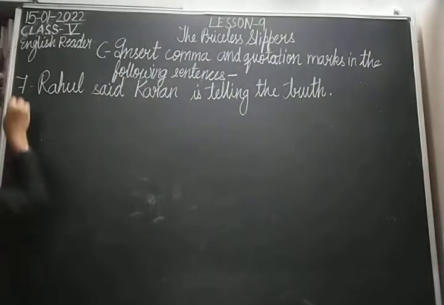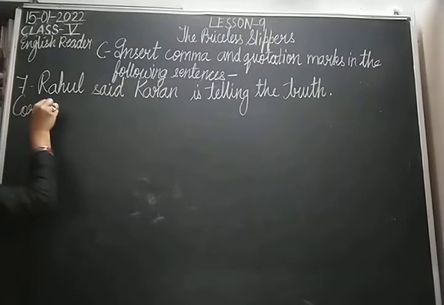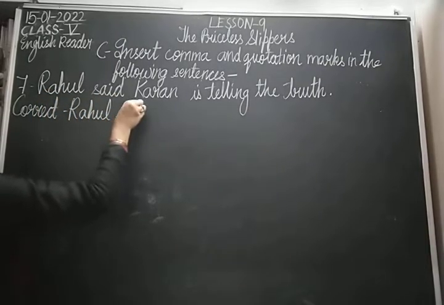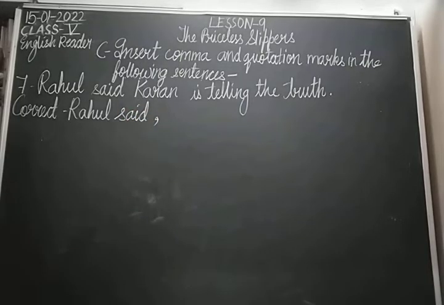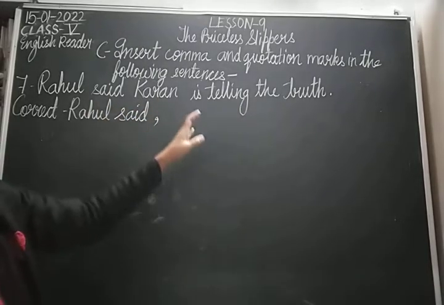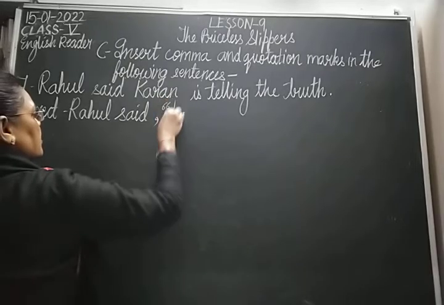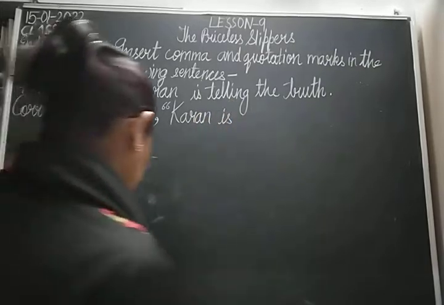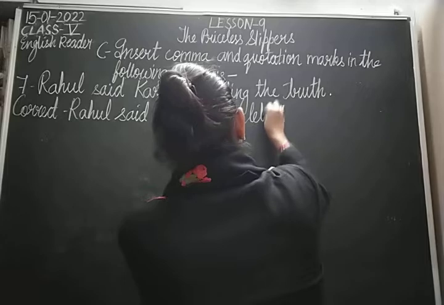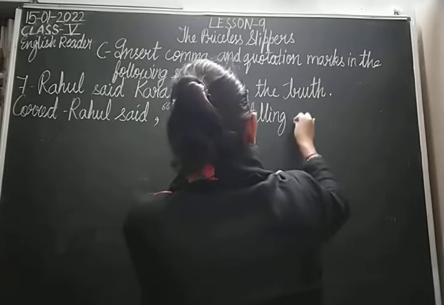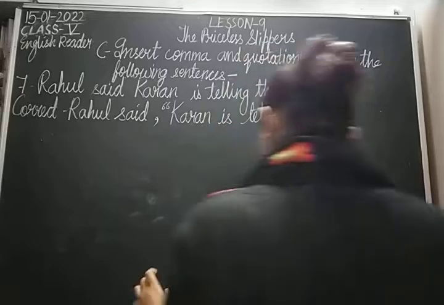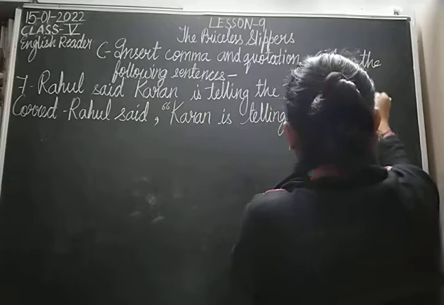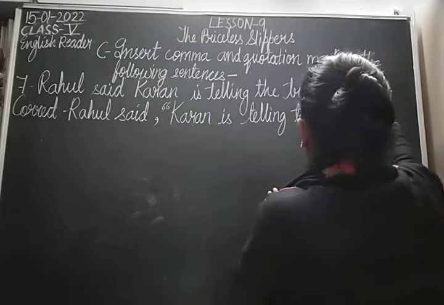Now, the correct sentence will be, Rahul said, comma. Now, open inverted commas. Rahul ने जो बोला वो as it is. Karan is telling the truth. Full stop, close, inverted comma.